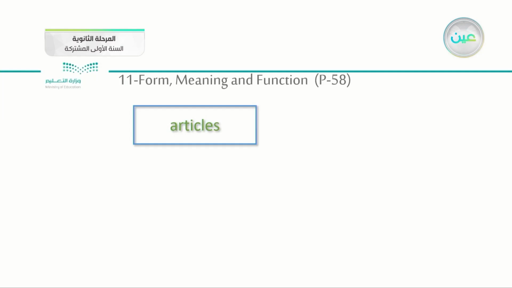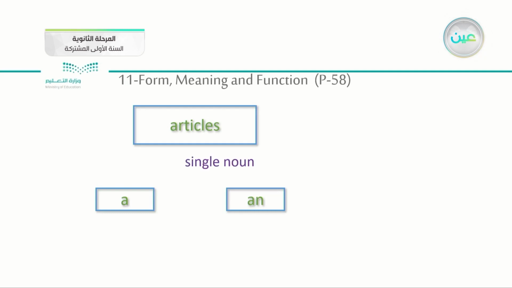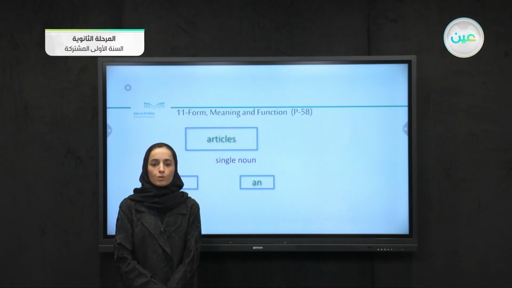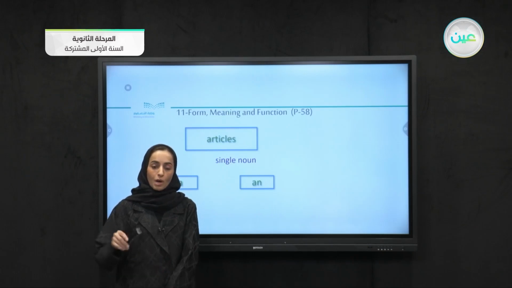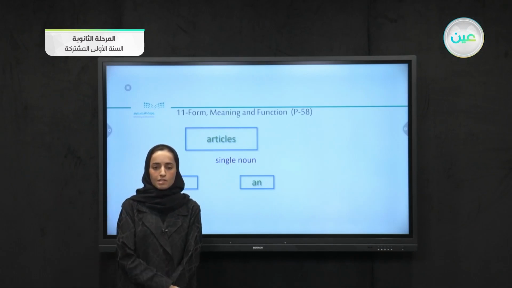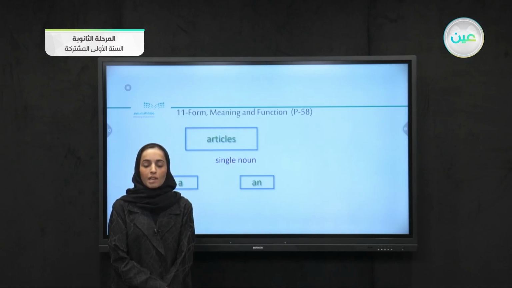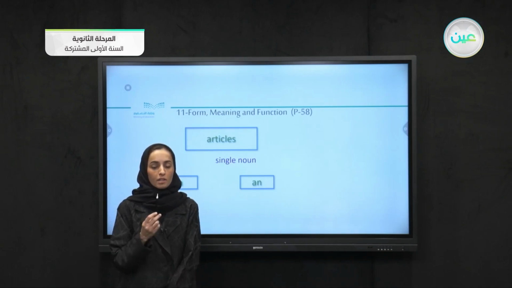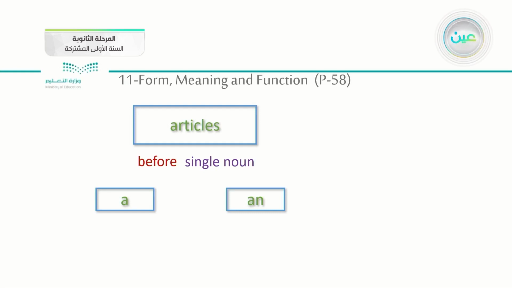Okay, so what are the articles? We're speaking about the a and the an. These are the indefinite ones. A and an. When do we use them? We actually use them with singular nouns, with only one. If you want to refer to a group, you can never use a or an. We will add an s at the end instead of the a or an. So a or an come before the singular noun. So before the singular noun, we will say a pen, a newspaper.